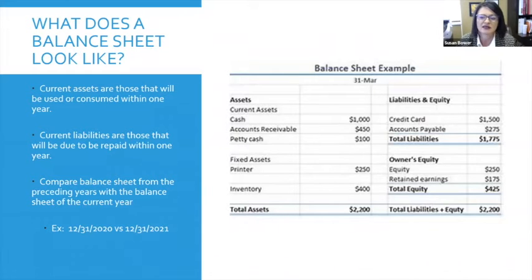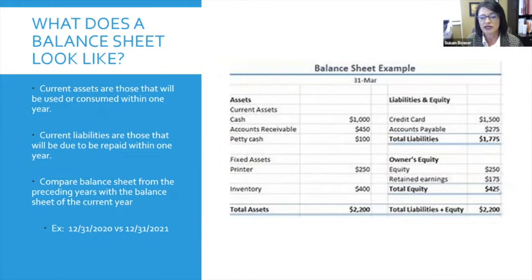So what does a balance sheet look like? Let's break down the terms a bit so that we understand the difference between current and long-term as it relates to a balance sheet. As we saw earlier, a balance sheet shows three things. It shows total assets, it shows total liabilities, and it also shows our total equity in the business.